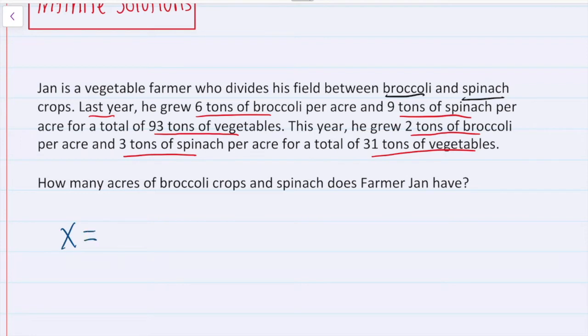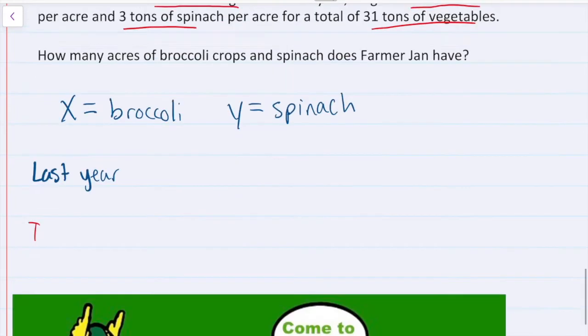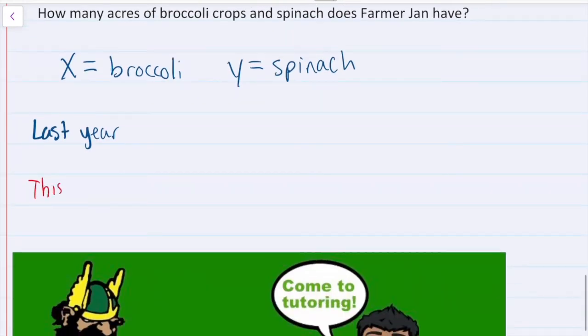Well, let's use our letters X and Y in this case. Let's have X represent broccoli, and let's have Y represent spinach. Now that we have our variables, let's go ahead and set up these equations. We talked about last year, and we also talked about this year.